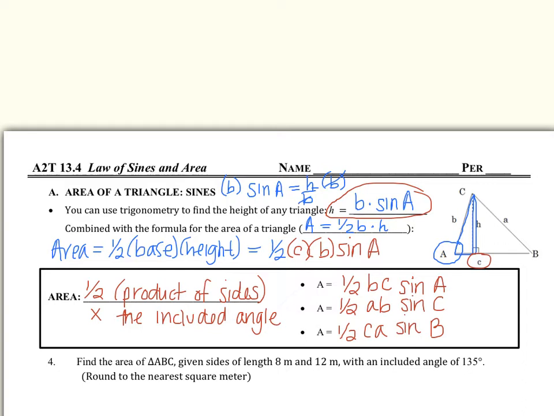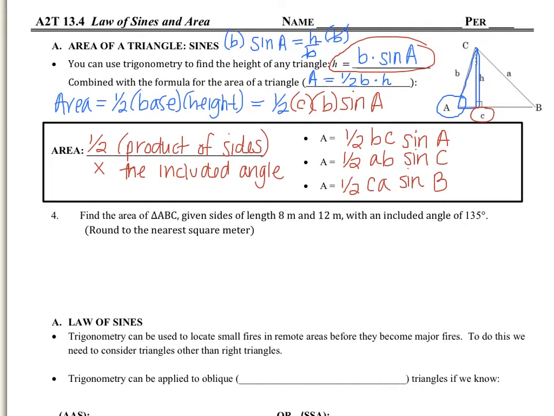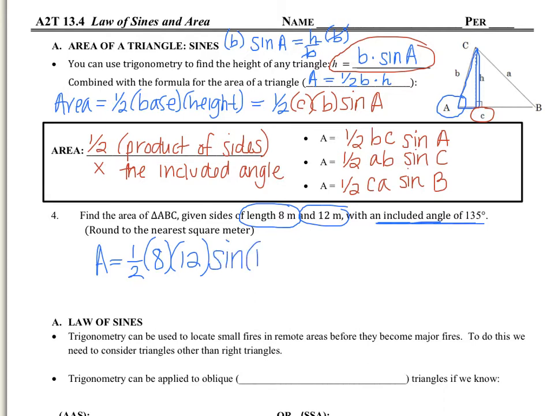So let's go down to the first problem. Okay, so problem number 4, which is actually problem number 1. Okay, so I'm going to do area equals 1/2, and then notice that they're giving me two sides, this side and this side. So this is going to be 8, and this is going to be 12. And then it tells me that the included angle, that means the angle between those two sides, is 135. So I'll multiply this by the sine of that included angle, 135 degrees.